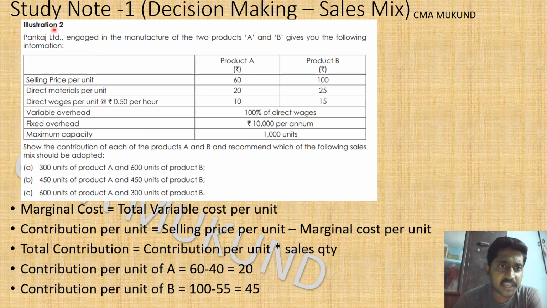So our next problem says Pankaj Limited is engaged in the manufacture of two products A and B. So this company is engaged in manufacturing two products. The product A details are given in column 1 and product B in column 2. Selling price of the product is given.